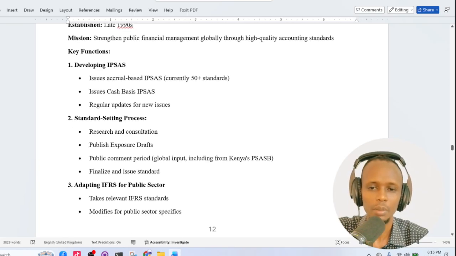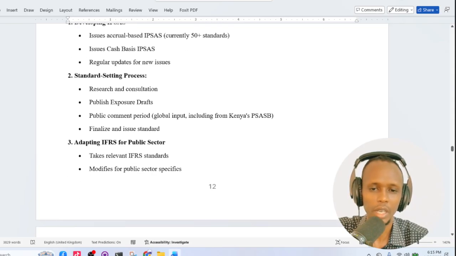So the standard setting process: there is research and consultation, and then they publish an exposure draft, and then they wait for comments. You can Google IPSAS exposure draft, and you will see that for every IPSAS there is an exposure draft, and you are entitled to give your opinion. Most of the times under the board, we give our opinion on that.